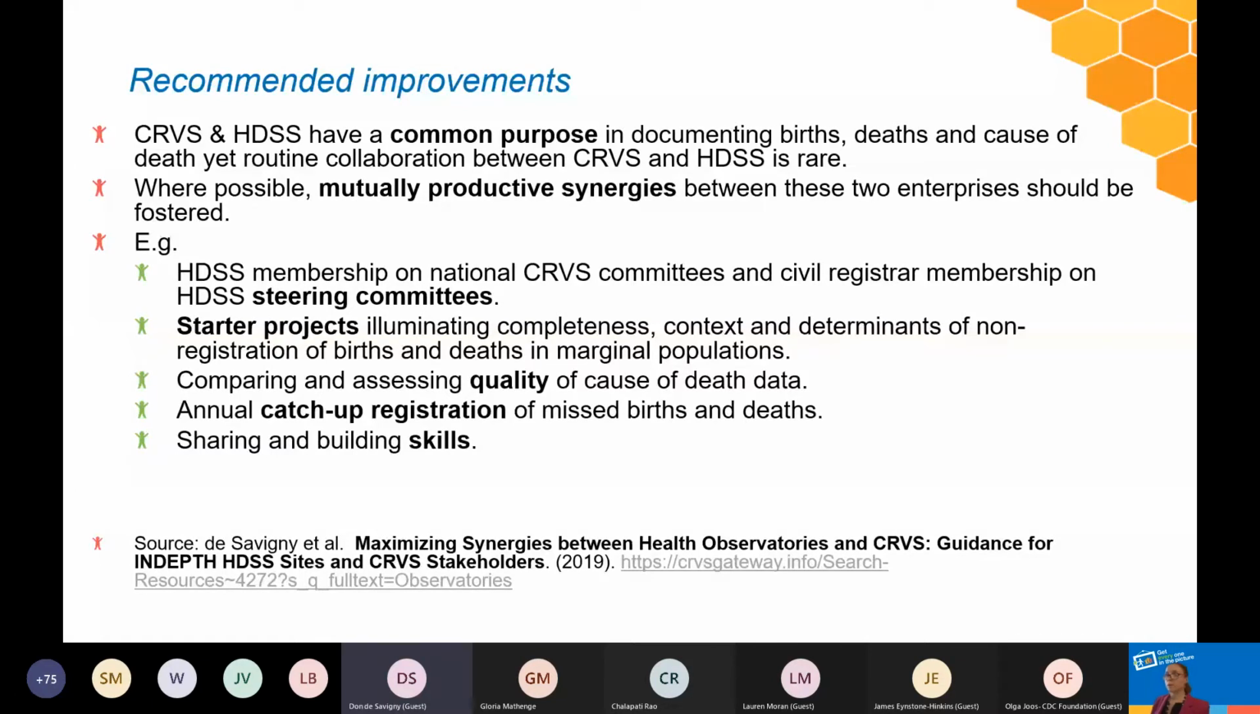And particularly in areas, if any country has a site or multiple sites, it's really worth talking to the sites to have a look at just how well, for example, the easiest thing is looking at completeness of births and deaths registration in those remote areas. So that's all I have. We have a publication on this with a lot more ideas of how HDSS populations observatories could work more closely with CRVS authorities and for mutual benefit.